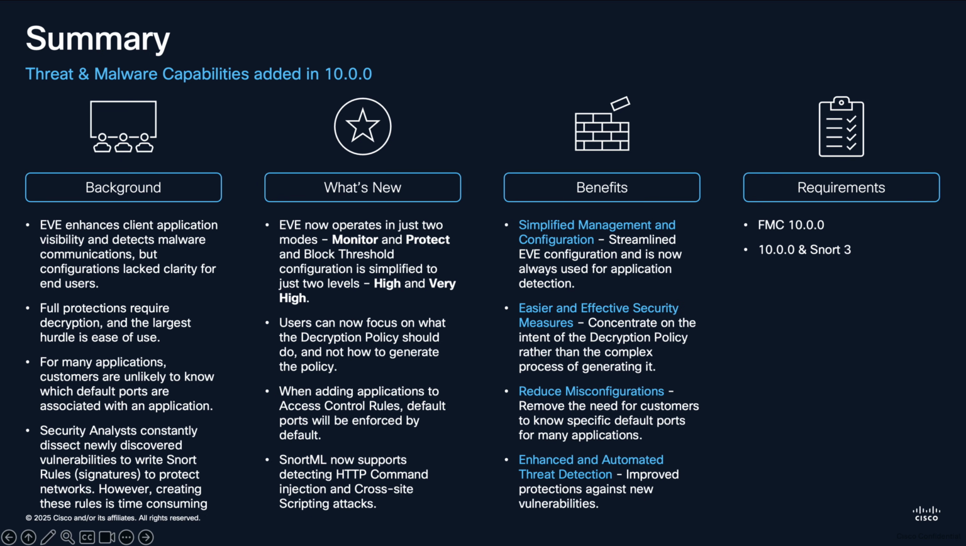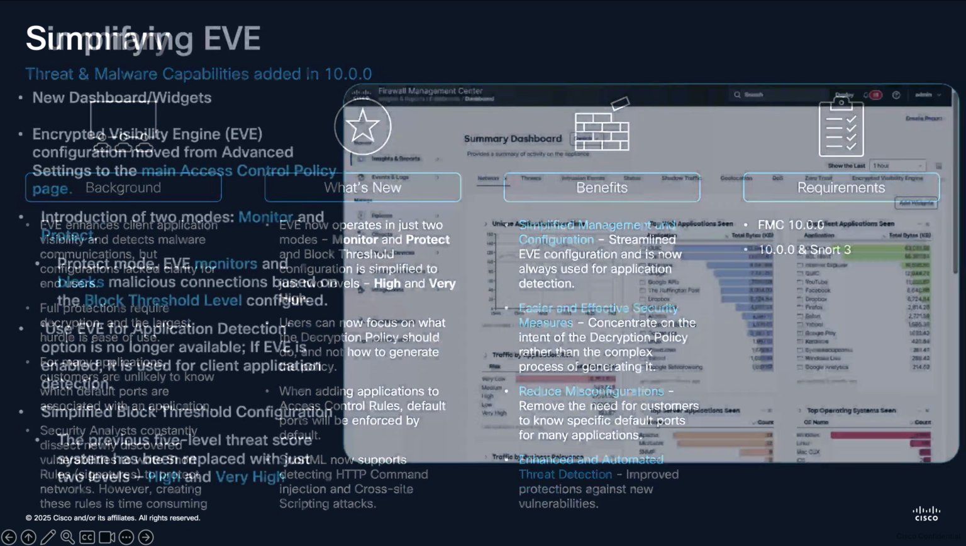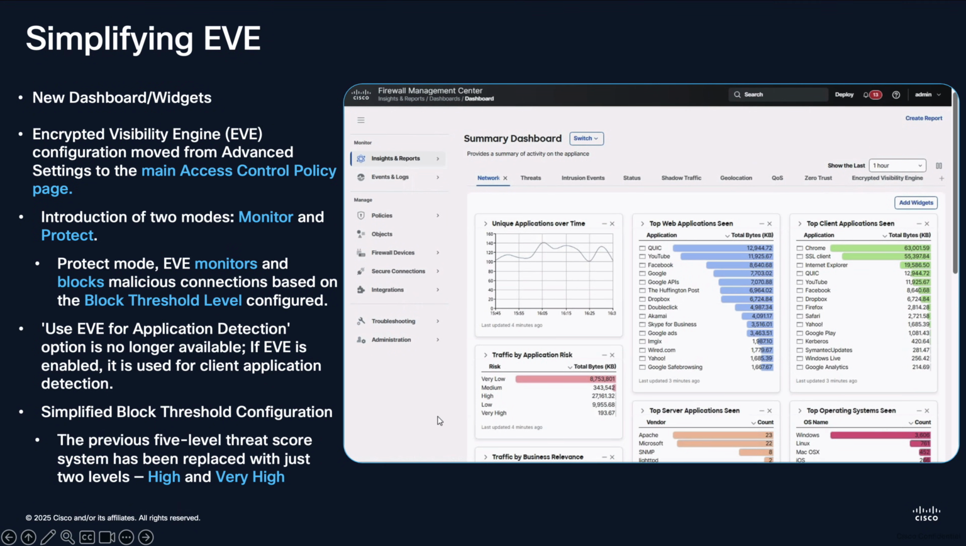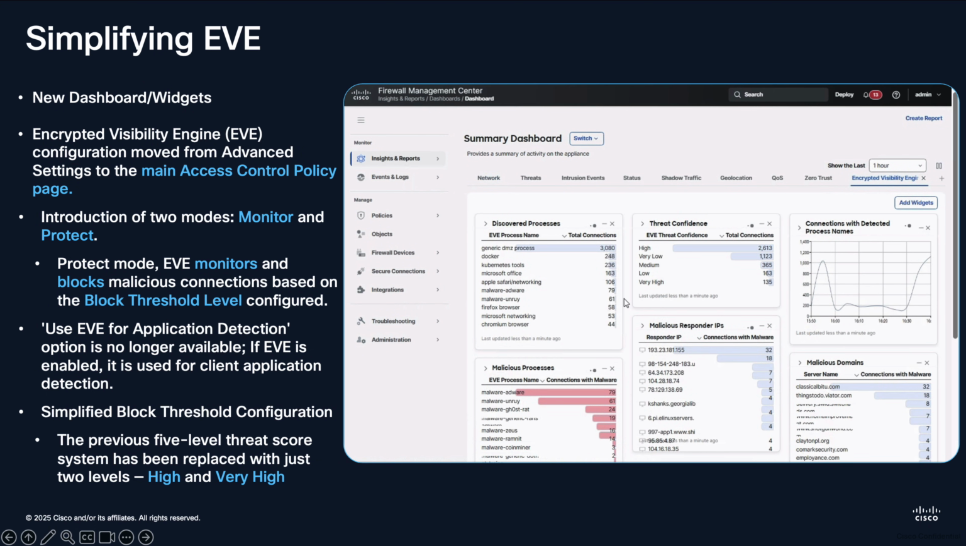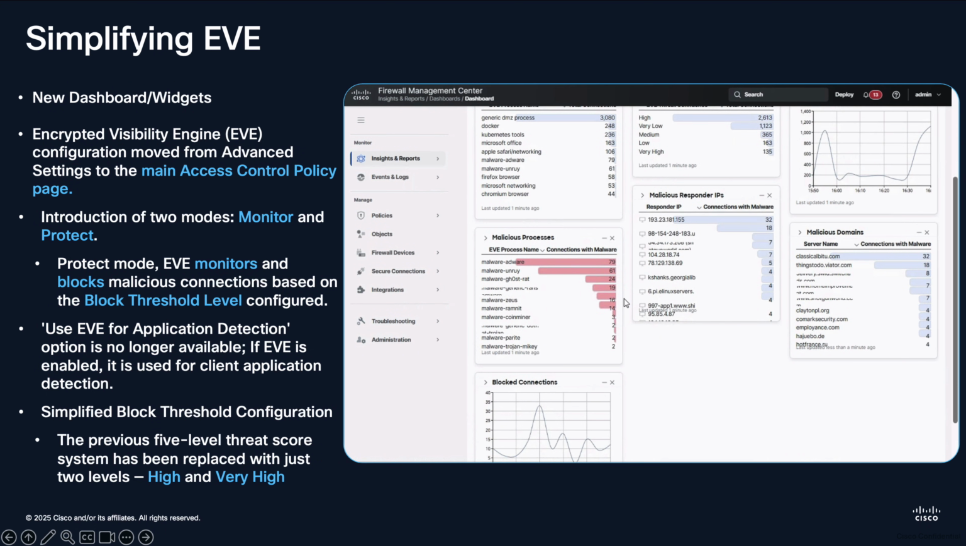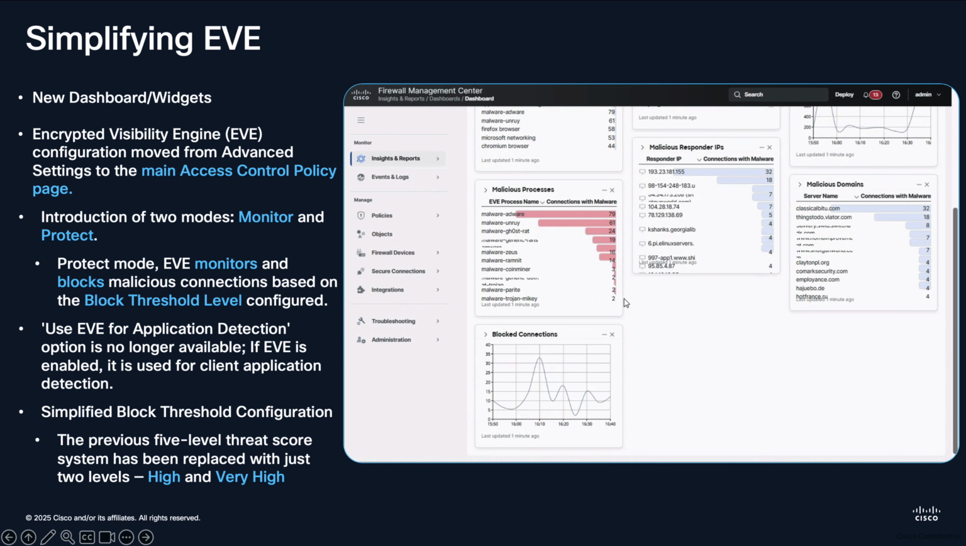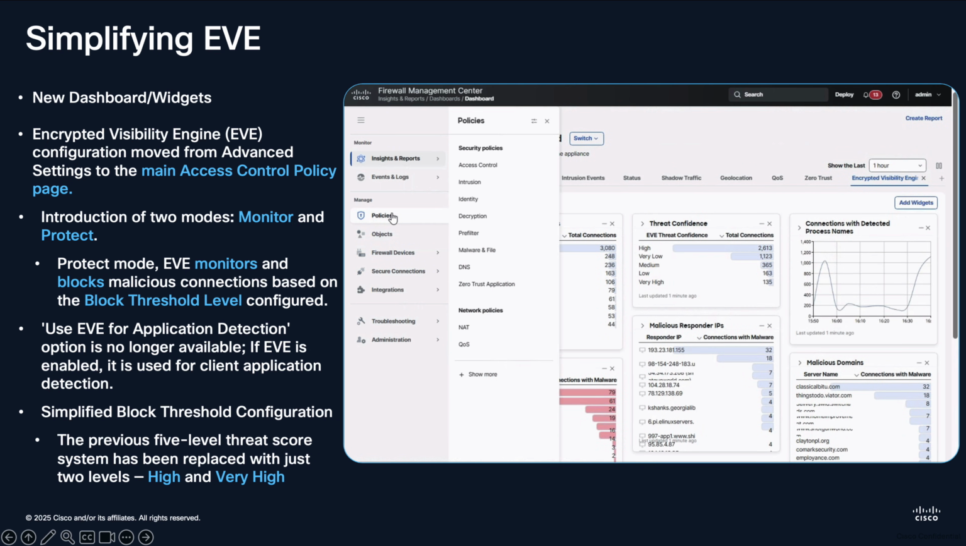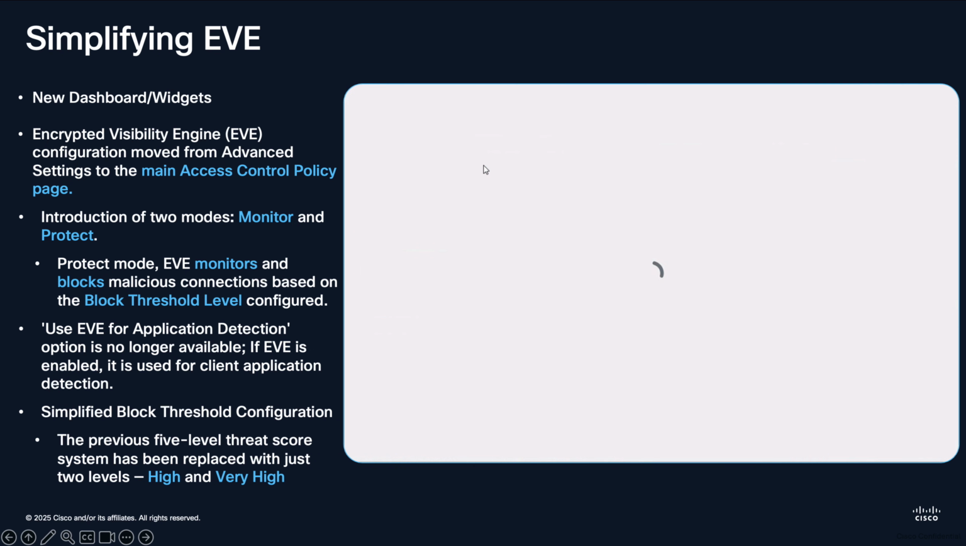Finally, let's touch on requirements for these new capabilities. To leverage these features, simply you'll need an FMC on 10.0.0 and ensure you're running that FMC and your managed devices with Snort 3. So with Eve, like I mentioned, there is a new UI dashboard and some new widgets to get an at-a-glance view of what Eve is able to see and provide fidelity on. In terms of configuration, this has moved out of the advanced settings of the access control policy to its dedicated page.